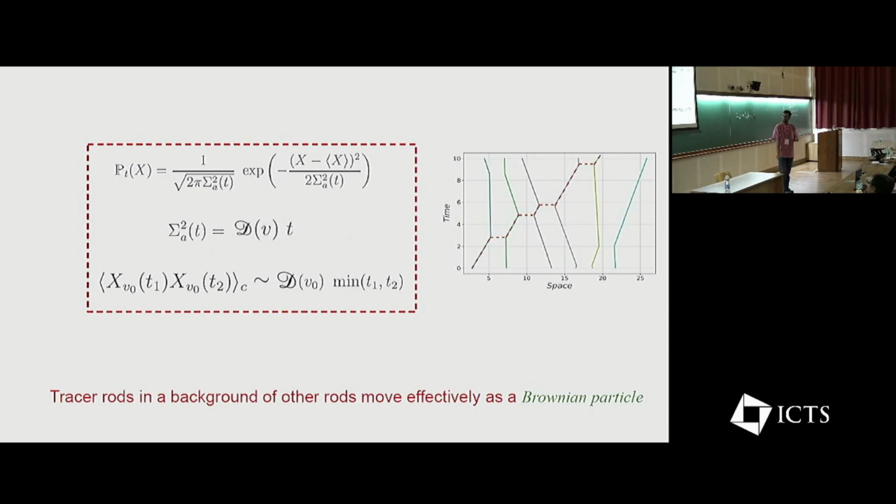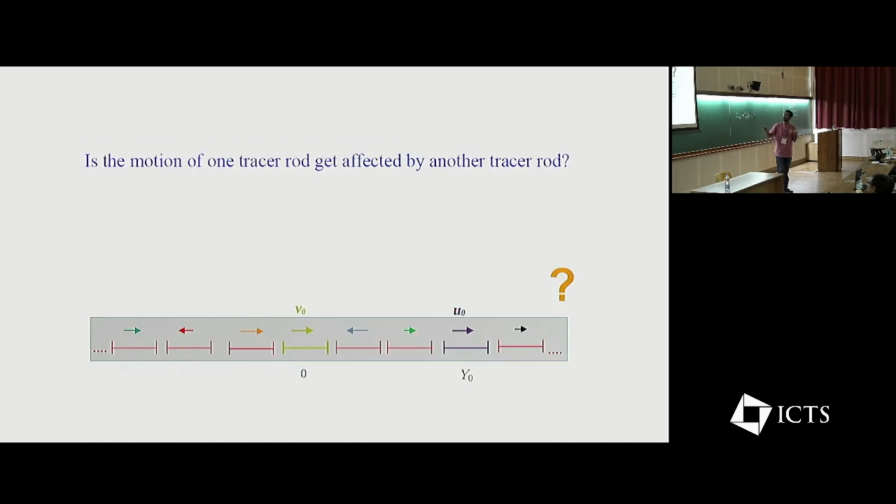So what it means is that the tracer rod in the background of the other rods effectively moves as a Brownian particle. So now the question is, in our system, if there is more than one tracer rod, how will the motion of one tracer rod be affected by the other one? That is what we want to study now.